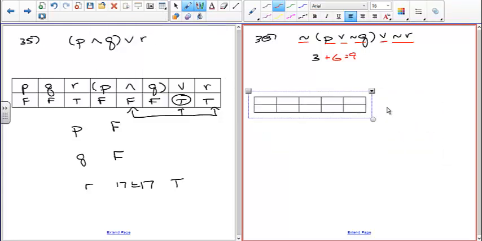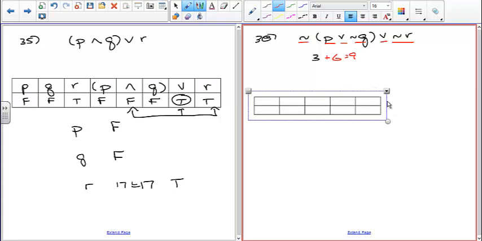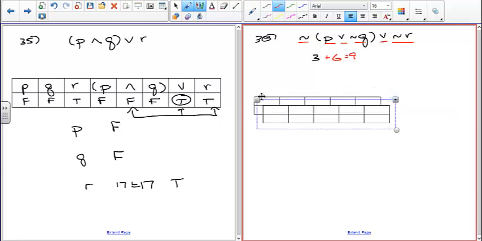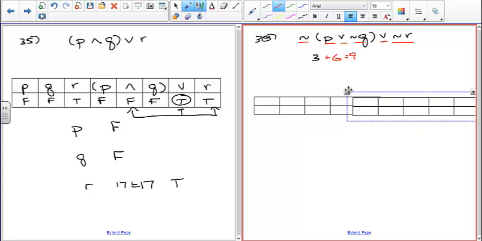Squish that down a little bit. And then we're going to clone that and then combine these two together with a little bit of overlap.